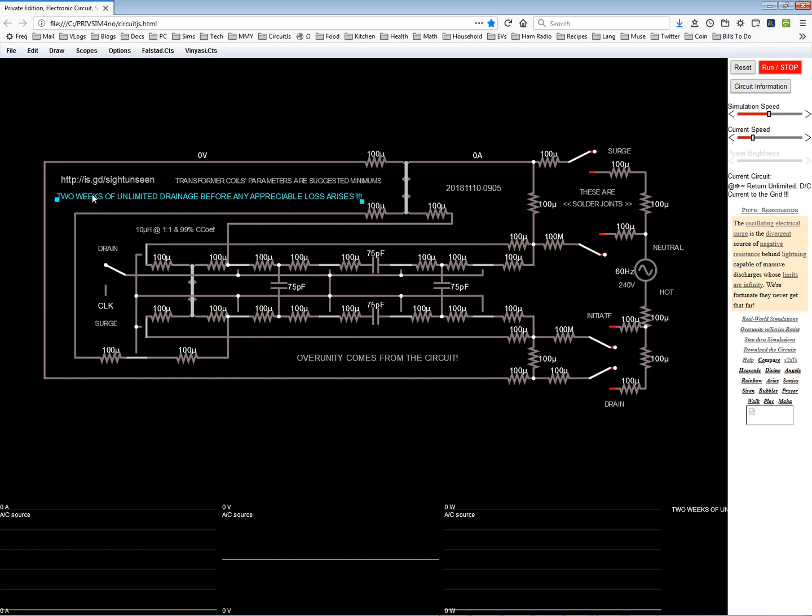So 2 weeks. Actually, this is something else I have to change. It's 20 weeks of unlimited drainage. In other words, this circuit that I got from Bewley, L.V. Bewley, that Eric Dollard cites as his initial inspiration back in his high school days.